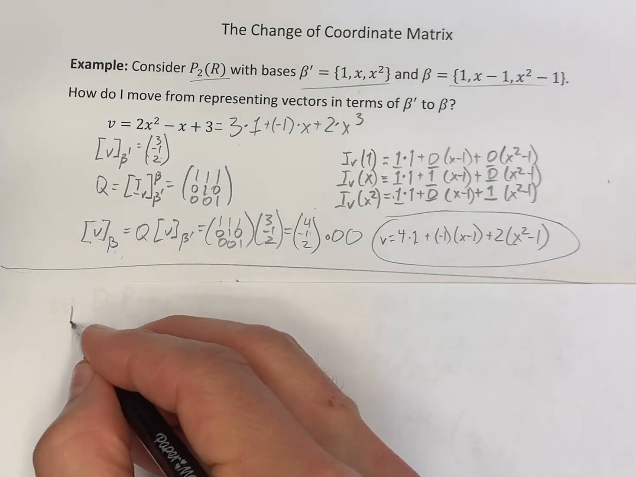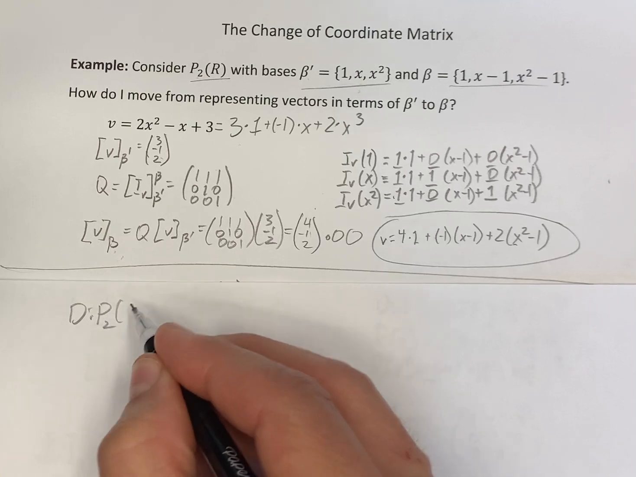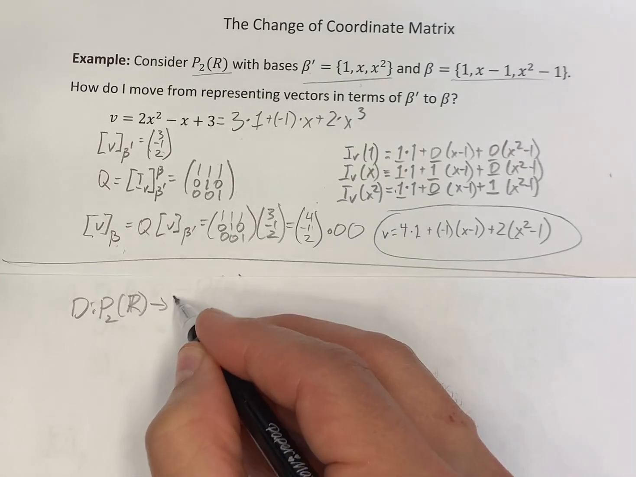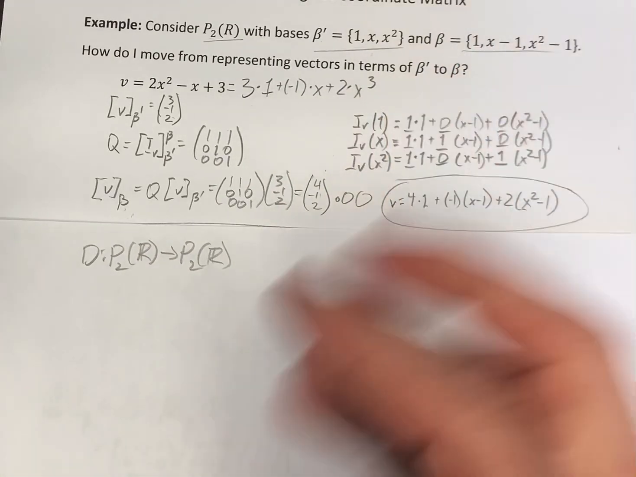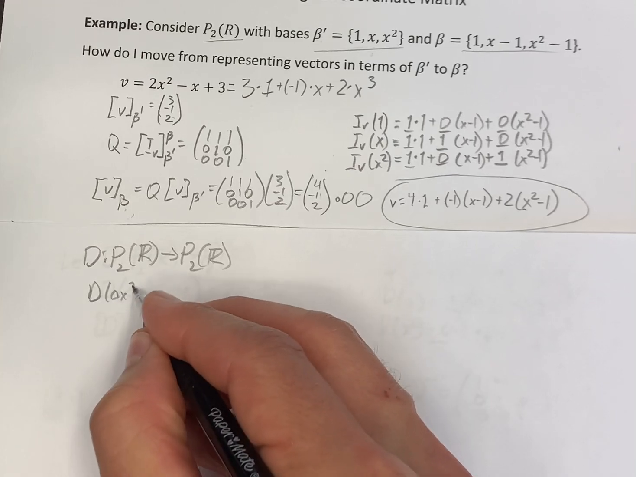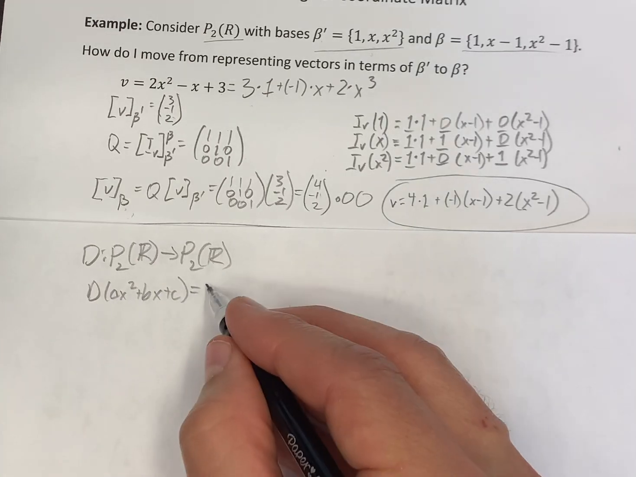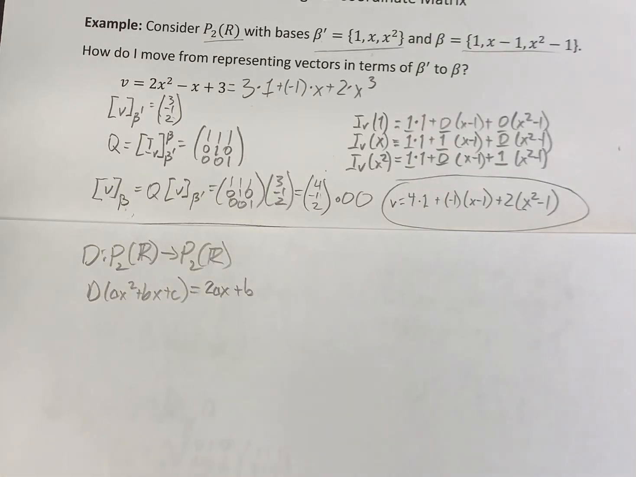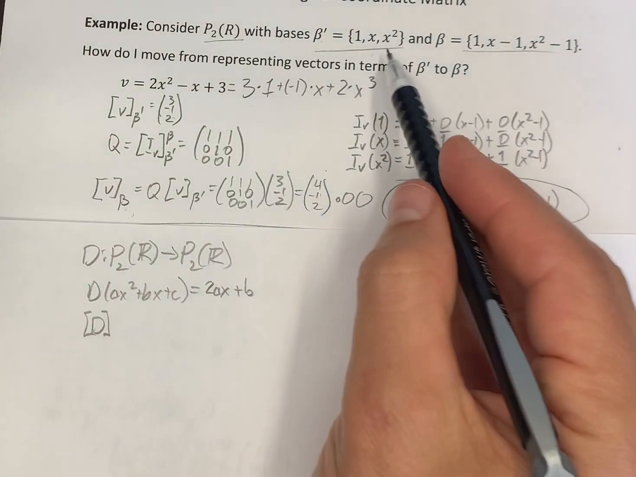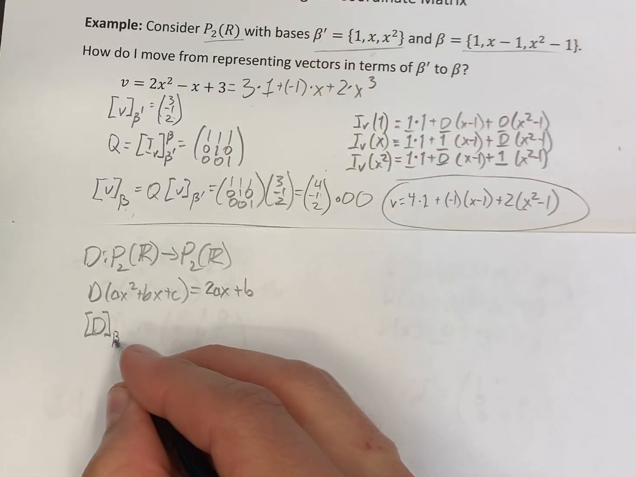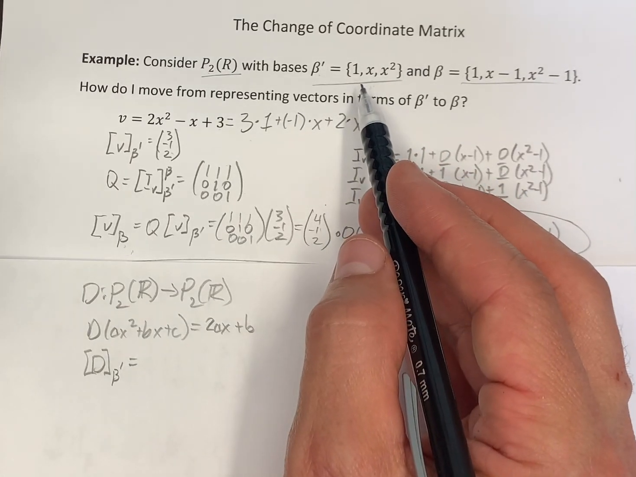So let's just consider a linear operator from polynomials of degree at most 2 to polynomials of degree at most 2, given by the derivative. The derivative of this quadratic ax squared plus bx plus c is 2ax plus b, right? And then let's pretend I wanted to start with the derivative in terms of beta prime, because that seems like the more intuitive one to start with. And you can get back and forth with this.